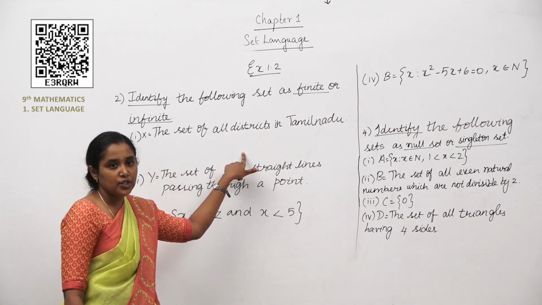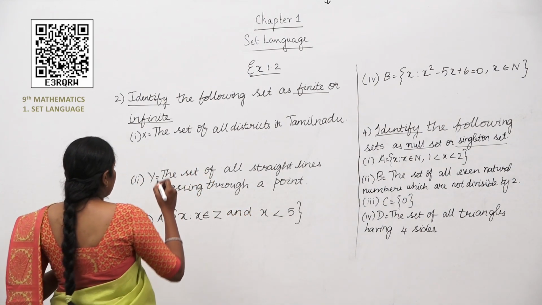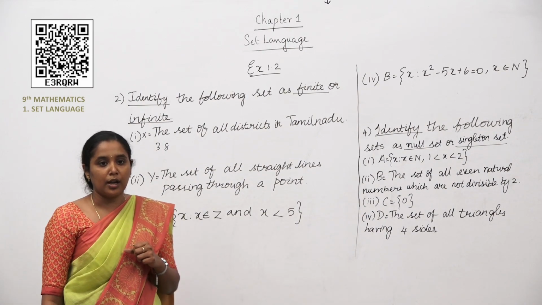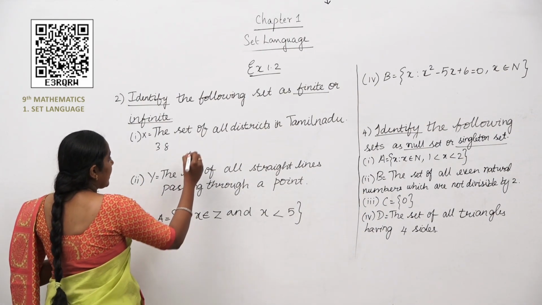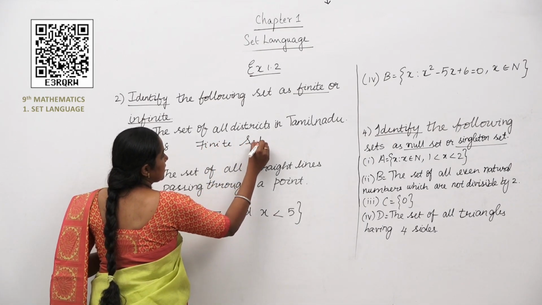So, totally how many districts are there in Tamil Nadu till now? There are 38 districts in Tamil Nadu. So, you can count it easily. There are 38 districts in Tamil Nadu. So, it is a finite set.